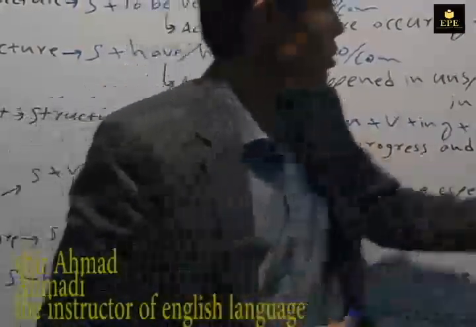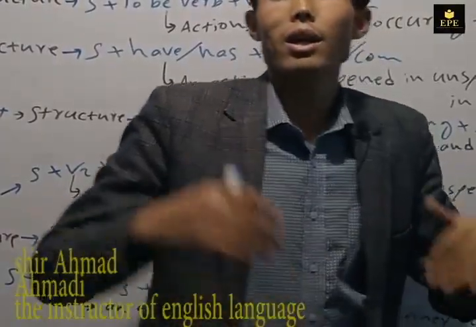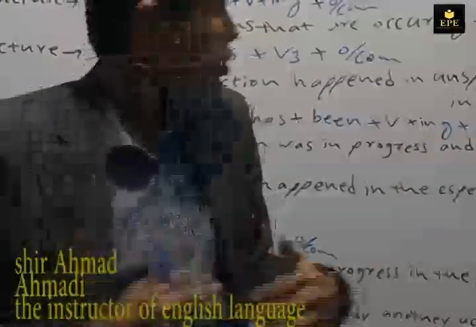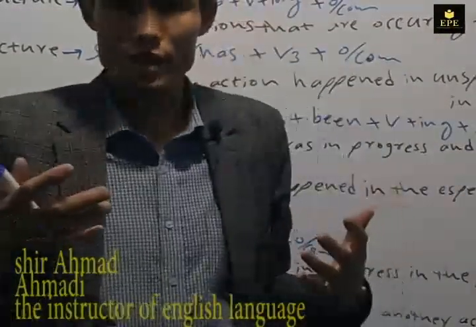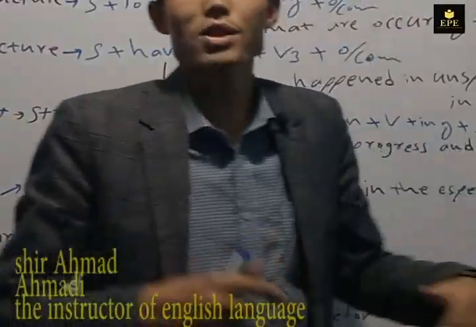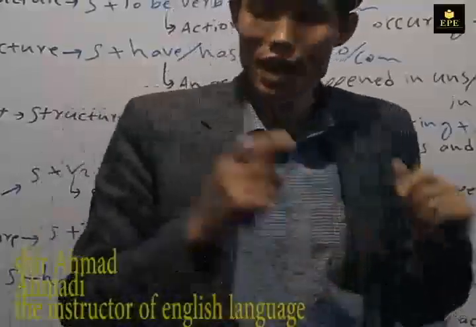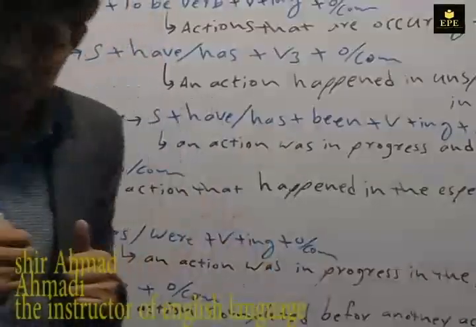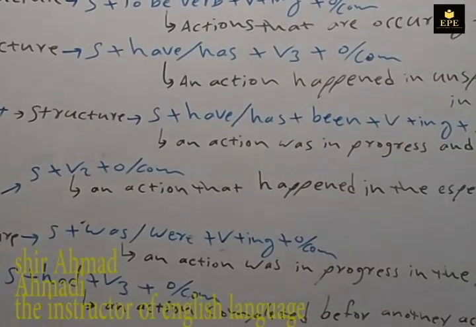Let's mention another example. For example, he has been writing homework for 3 hours, like that, we can say. He has been writing his homework for 3 hours. Also is an example for present perfect continuous tense.